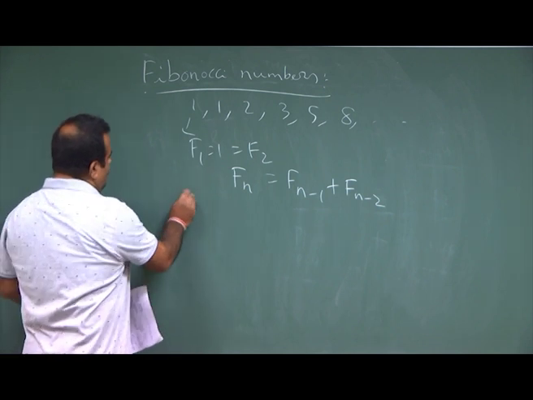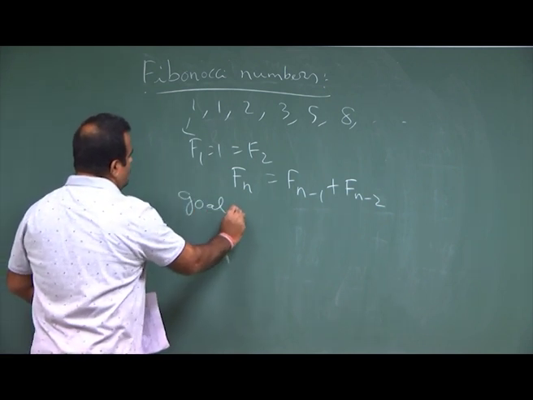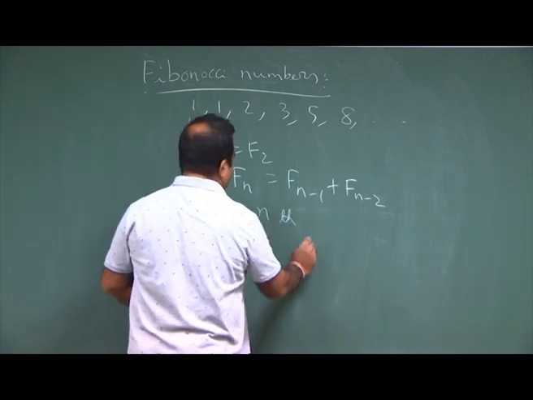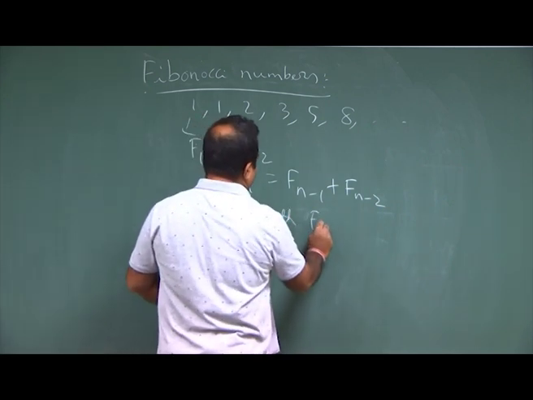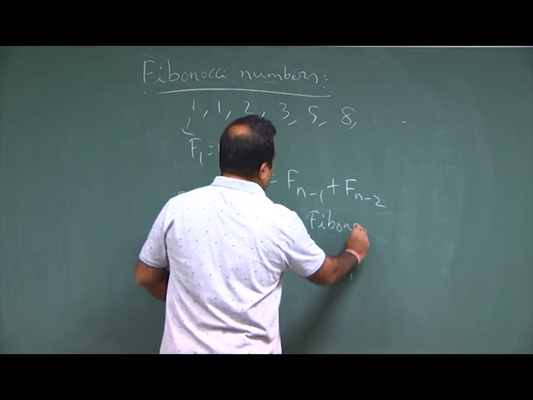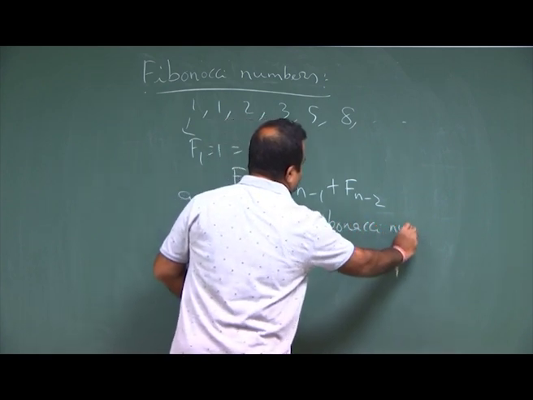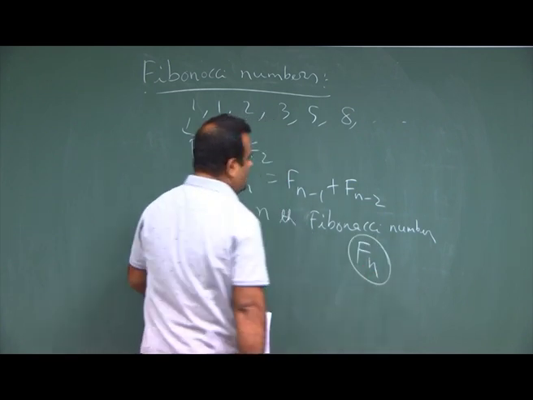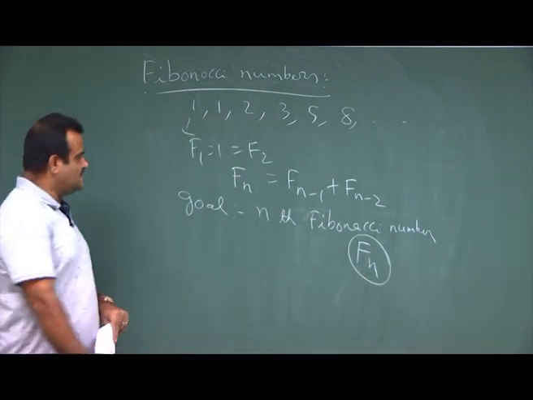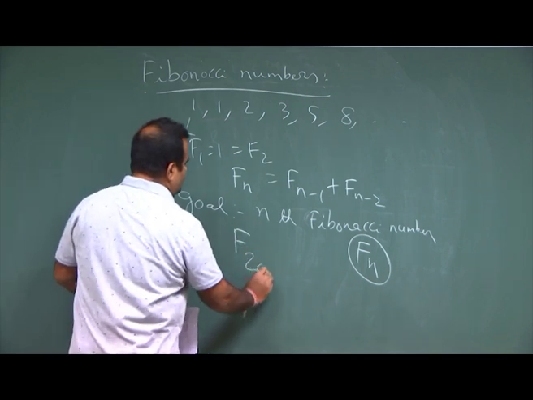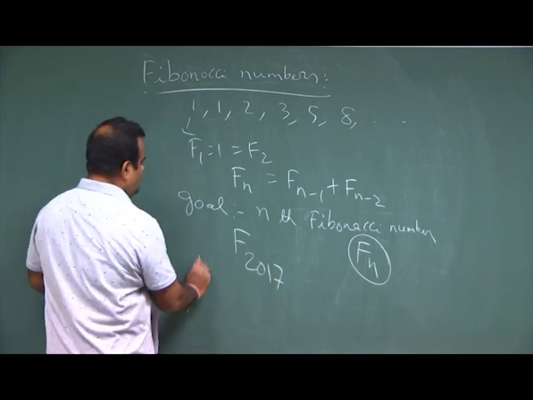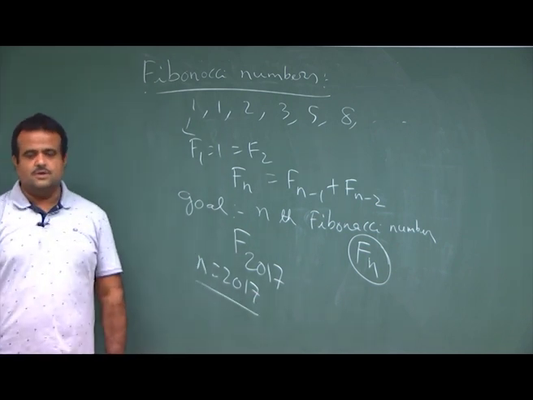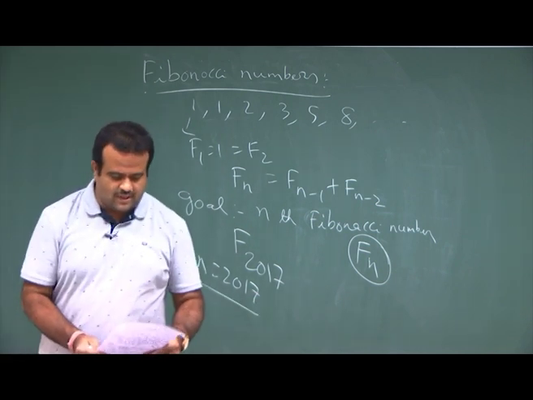Our goal is to find the nth Fibonacci number, that is f n. So, this is the problem: we have to find f n. Here n is an input, say we have to find f 2017. So, n is 2017. This is the problem: finding the nth Fibonacci number.